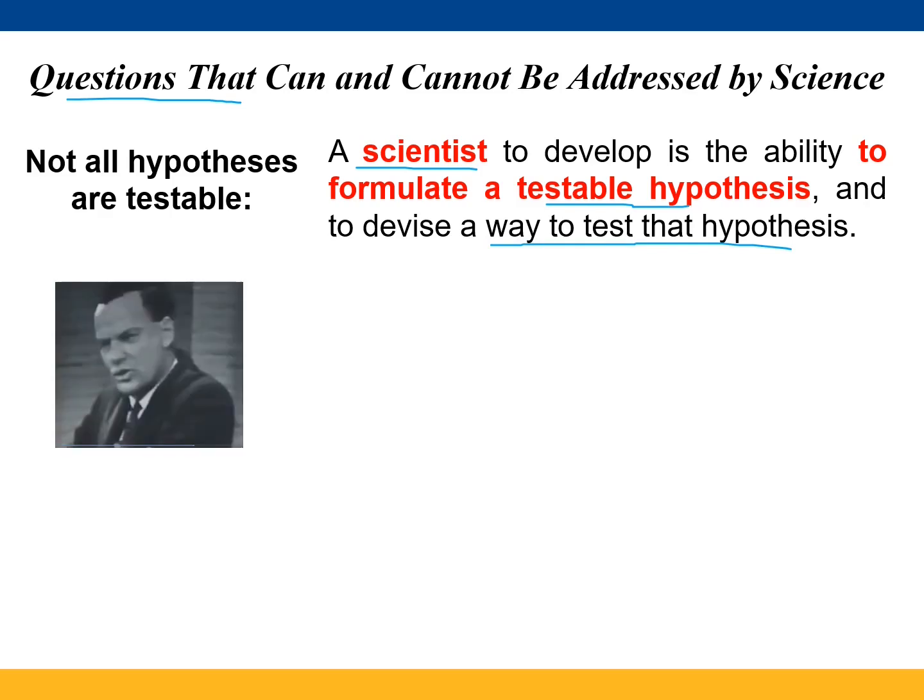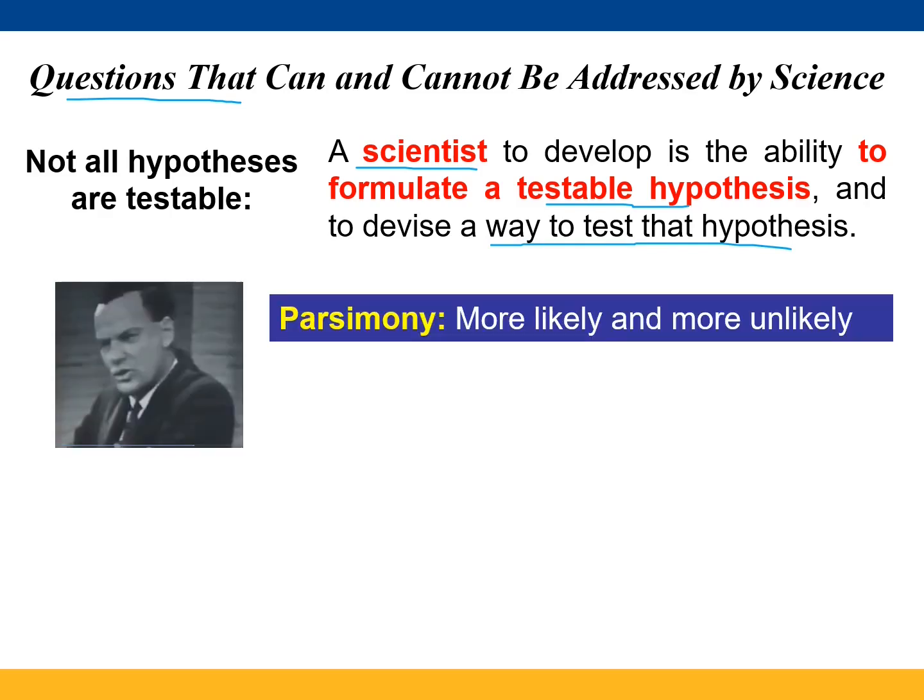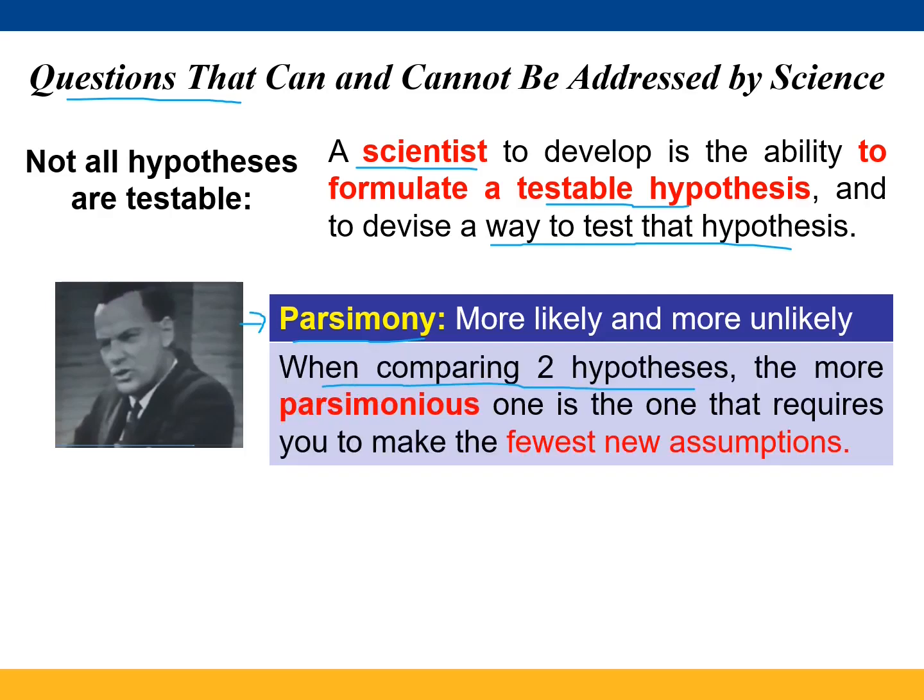And as the scientist told us, he talked about parsimony, and there are hypotheses that are more likely, that require fewer assumptions than other ones, and this is parsimony. When comparing two hypotheses, the more parsimonious is the one that requires you to make the fewest and newest assumptions.